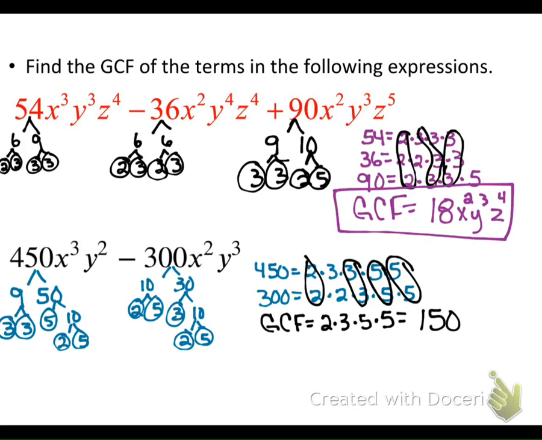You've got to go find my variables. Do they both have an x? Yep. How many do they have in common? 2. Do they both have a y? Yep. How many do they have in common? 2. So there's our final answer. The greatest common factor for the two terms is 150 x squared y squared. And again, as we learned yesterday, the greatest common factor is going to represent the height of our area model. So that's some of the new information that we learned yesterday.